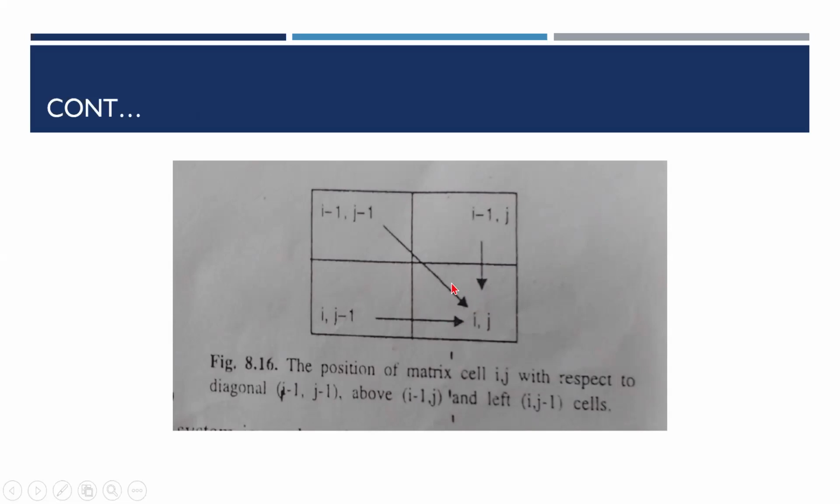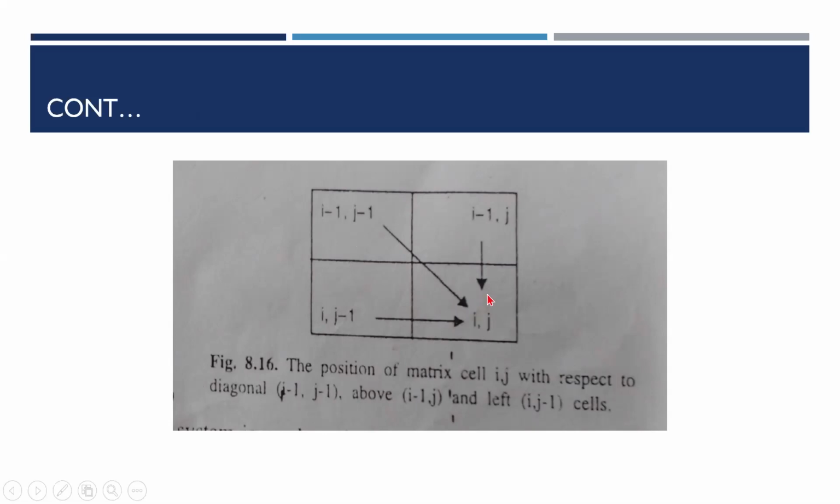If you want to fill the score in that particular cell, you need to know the values at least in 3 positions corresponding to the cell that is to be filled. What are those 3 positions you need to know? Diagonal, above, and left. The position of the matrix cell Ij with respect to the diagonal is I minus 1, j minus 1. If you think that this is ith row and jth column, this is the position of the cell Ij you are trying to fill with the scoring.